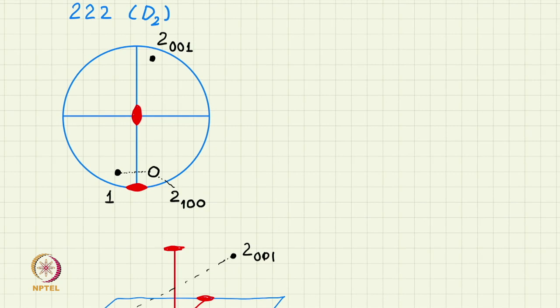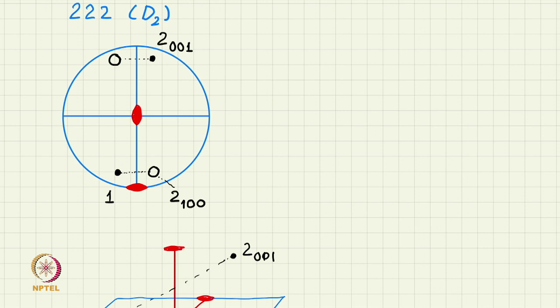But then I have to also apply the horizontal twofold on the other point which has been generated, because the group has to be completed. So, the horizontal twofold axis not only will act on the initial point 1, it will also act on the resulting point 2001. So, this will also rotate, will go below the plane. Since we are talking of only pure rotations, handedness of all these points are same. So, I get this point.